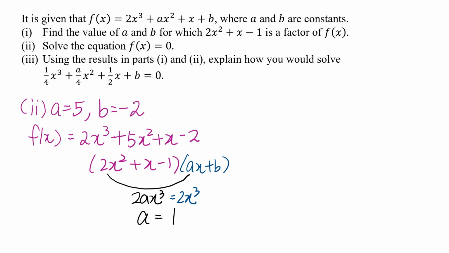Right, and if you take the last term of your quadratic divisor, which is usually the constant term, and multiply it with the constant term of your linear factor, that will give you the constant term in your f(x). So that gives you -1 times b, which is -b, and that is equal to -2. After finding the values of a and b, we can substitute back into your linear factor.